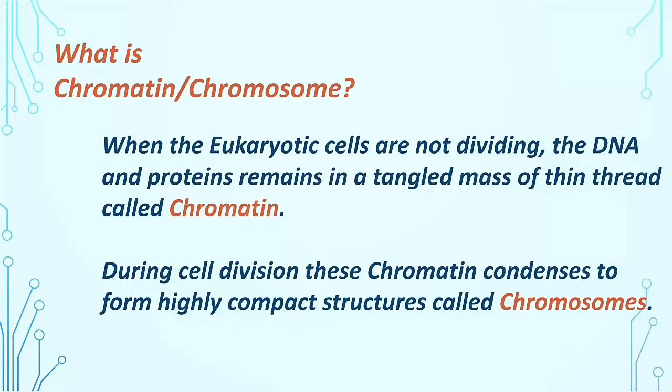Now, what is a chromosome? Before knowing what a chromosome is, we should know what chromatin is. When the eukaryotic cells are not dividing, the DNA and the histone proteins remain in a tangled mass of thin thread which is called chromatin, and it is of two types, that is euchromatin and heterochromatin. The euchromatin is the less dense region and the heterochromatin is the highly dense region. Now during cell division, this chromatin condenses to form highly compact structures which are called chromosomes.